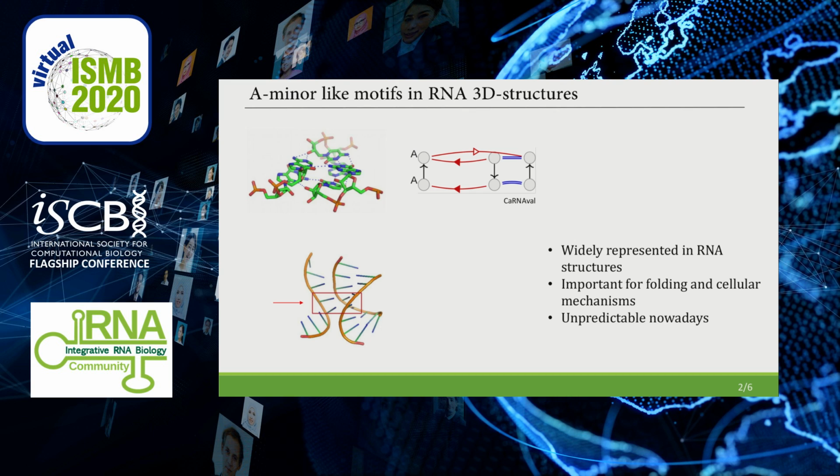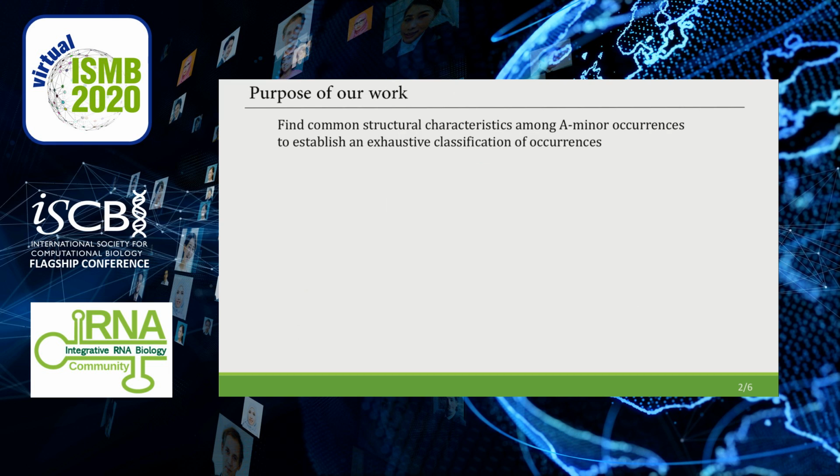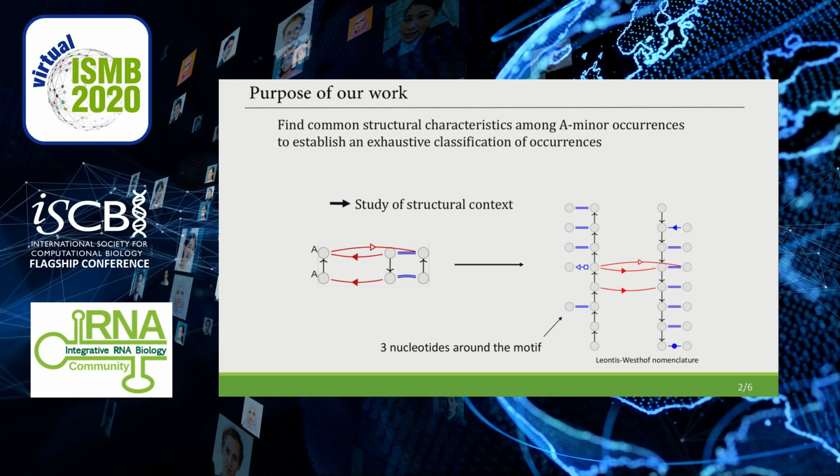That's why we choose to study in particular this kind of motif, and so the purpose of our work is to find common structural characteristics among A-minor occurrences in order to firstly establish an exhaustive classification of occurrences. And to do so, we are studying the structural context of occurrences. We call structural context all the canonical and non-canonical bonds that appear around the motif. We have here an example with canonical base pair in double blue lines and here non-canonical base pair. So we have to choose a number of nucleotides around the motif to define our context, and in the study I will present here we chose 3 nucleotides.